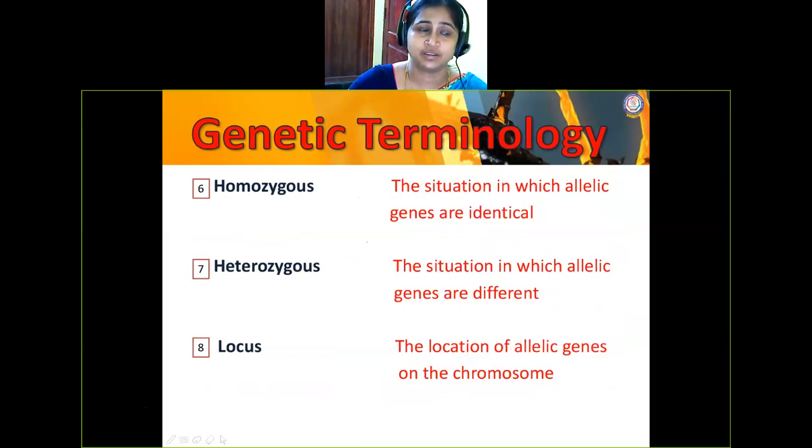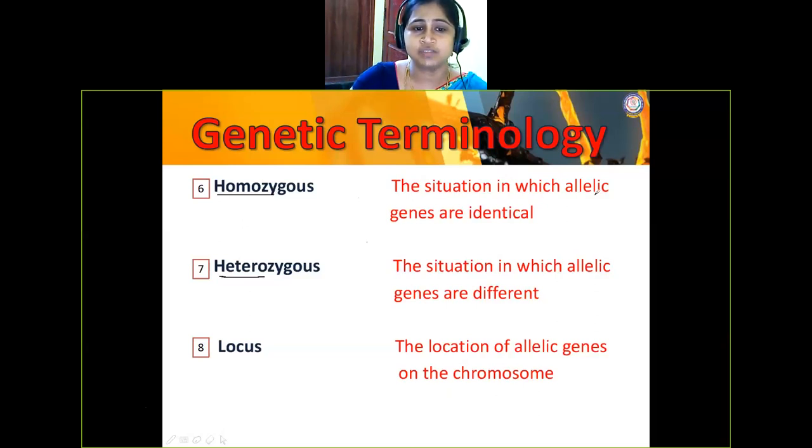Homozygous, heterozygous, like phenotype, genotype, how it is coming in a pair. Another one, dominant and recessive, how it is coming in the pair, and they have a difference also. The same way you learn this in a pair with a difference. Homozygous, heterozygous. Homo is nothing but same. Hetero, different. So we are going to see what is homo and hetero.